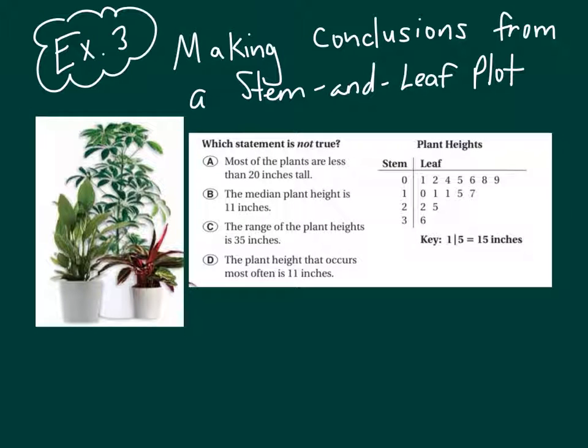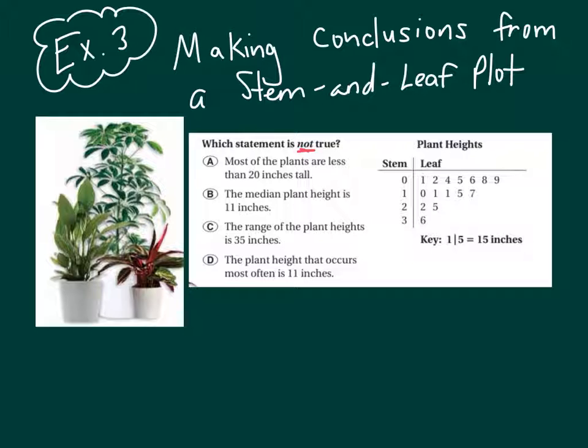For example 3, they want you to make some conclusions from a stem and leaf plot, so kind of like interpreting it. They give us 4 statements here, and they want us to find out which one is not true with this stem and leaf plot. This time we're talking about plant heights. So literally stems and leaves here, which is kind of fun.